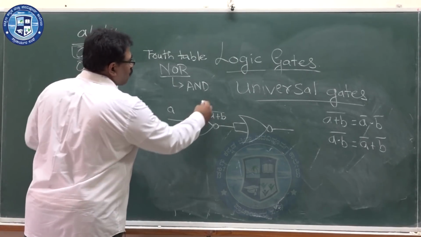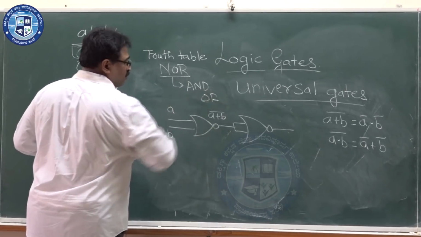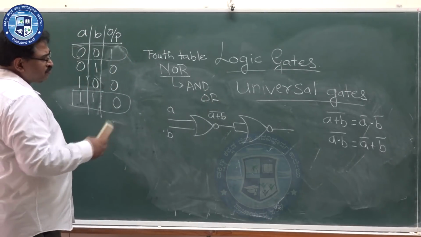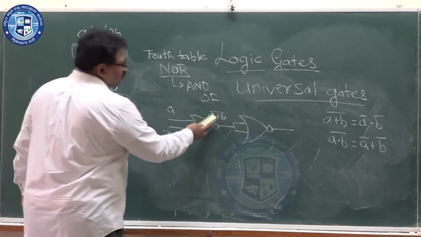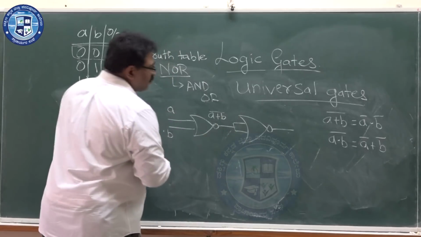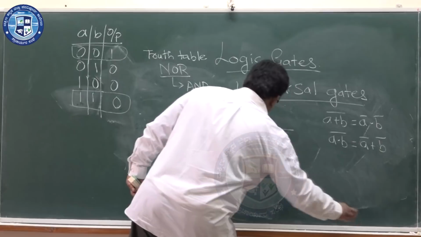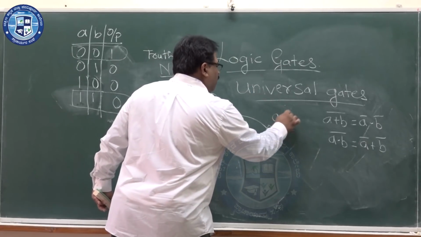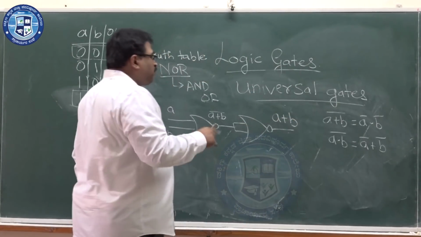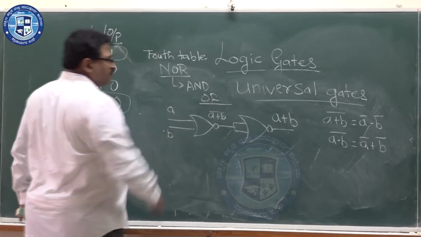Now I'm going to make this work like an OR gate, right? So if this is A plus B the whole bar, you're giving it to an inverter, a NOT gate. NOT gate means the complement. So what will be the output for the same? The output will be A plus B. A plus B is nothing but the output of an OR gate.